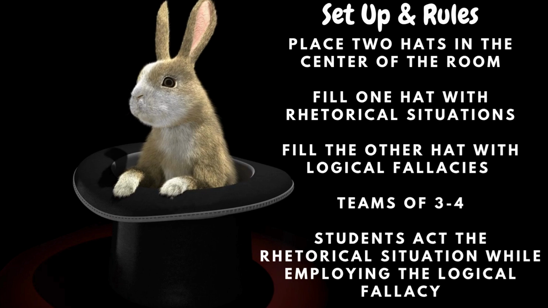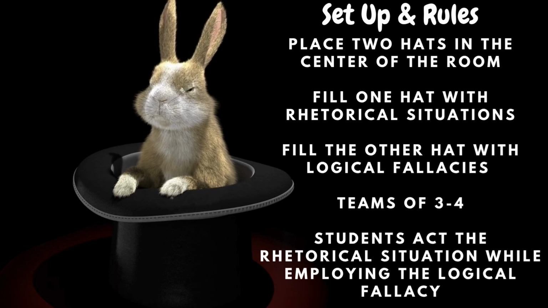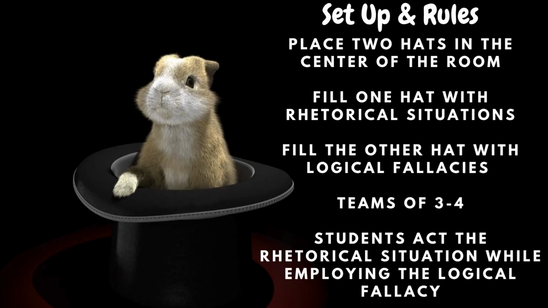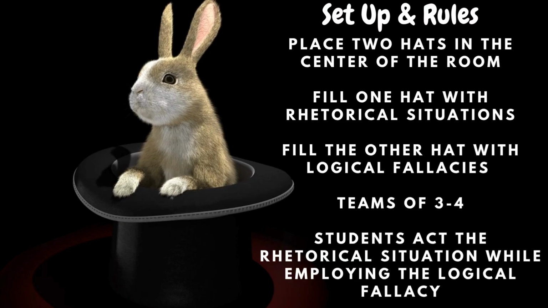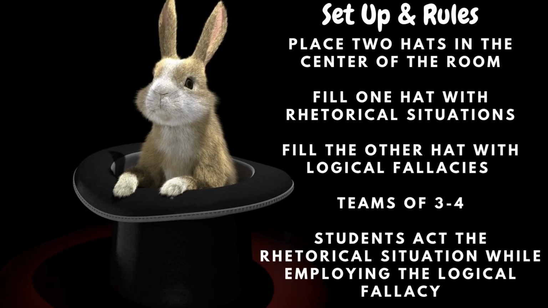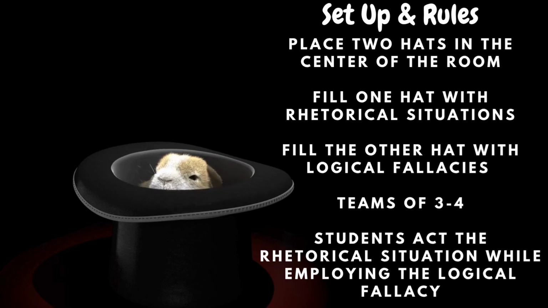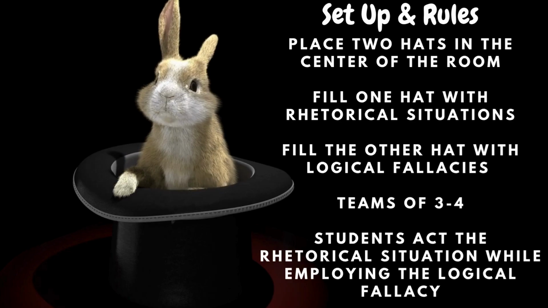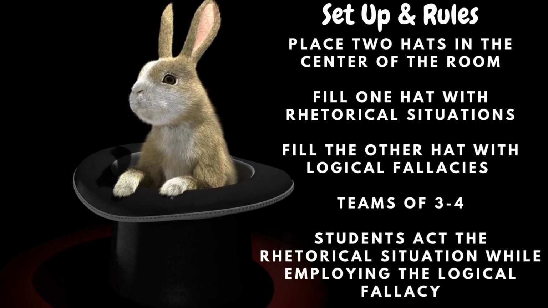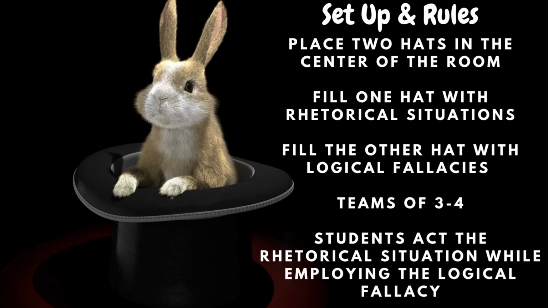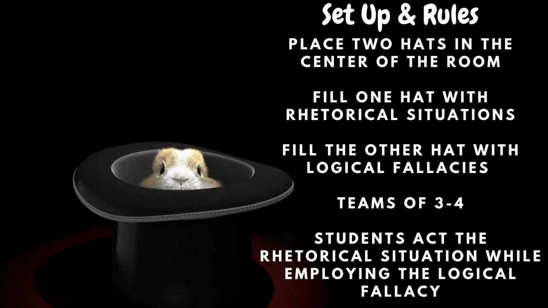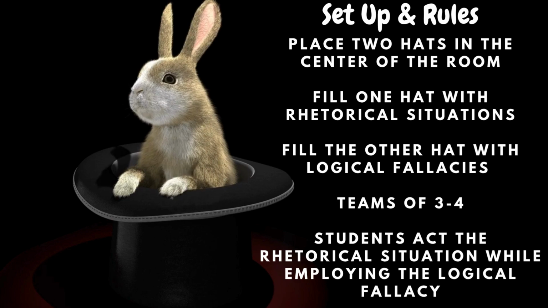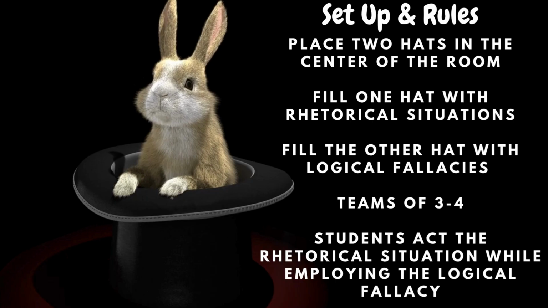So I'll give you an example of how this would work. My directions there say students act the rhetorical situation while employing the logical fallacy. So I'll just kind of tease it now, and then I'll give you some examples when we look at the rhetorical situations and the logical fallacies. So let's say one team comes up, one person from that team, and they pull rhetorical situation number 8 from the first hat, and then they pull non sequitur from the second hat. What they're going to need to do is manipulate the non sequitur for that particular rhetorical situation.